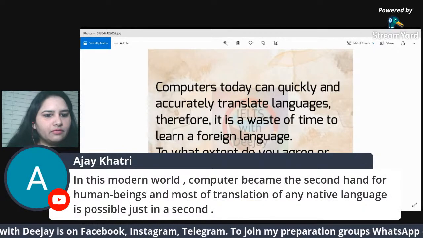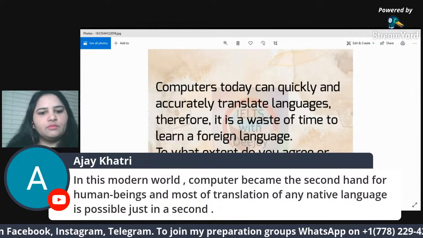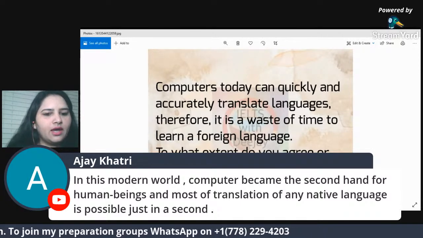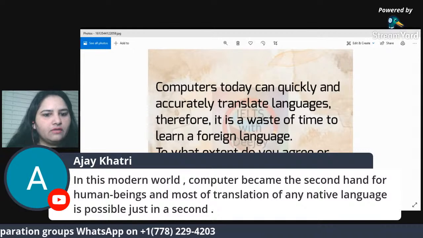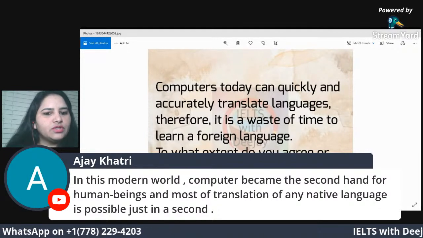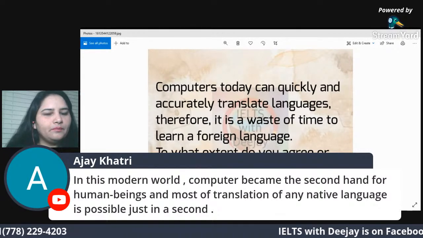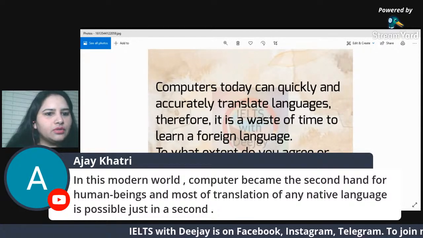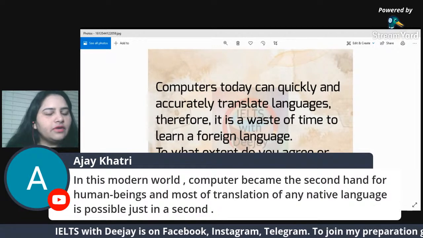So we have the first paraphrasing: in the modern world, computer became the second hand for human beings, and most of the translation of any native language is possible just in a second. But where are you talking about the foreign language? It's not important to learn it. It's a wastage of time.